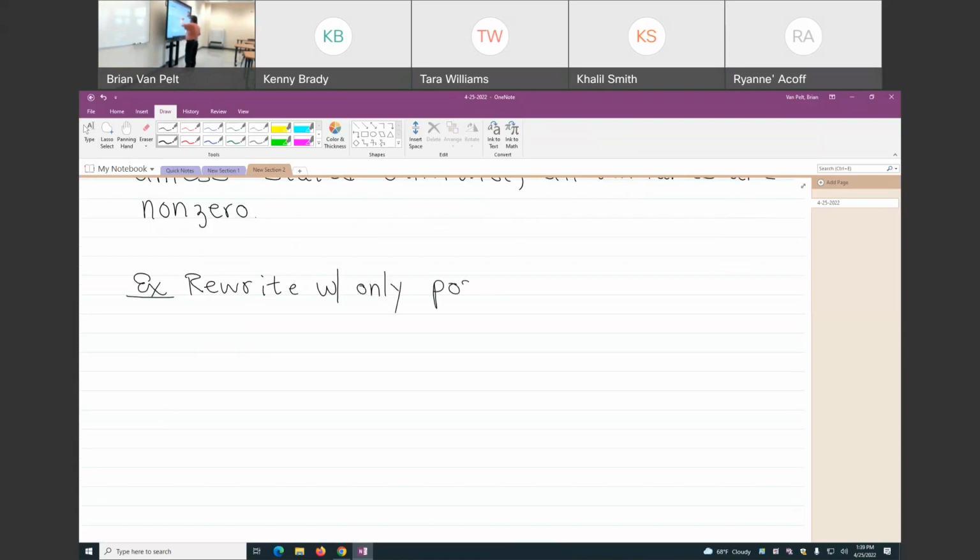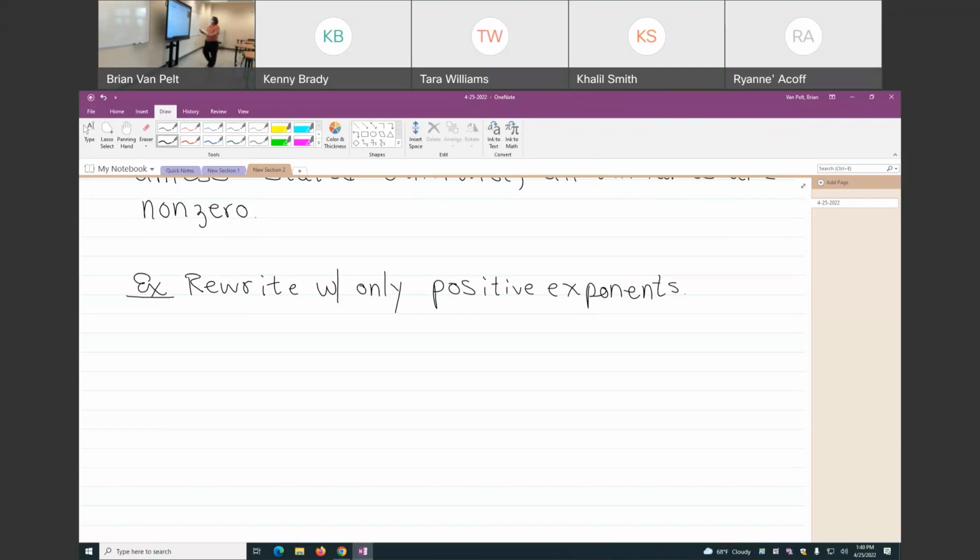positive exponents. Now, I want to be clear about something. Positive exponents is just an exercise. That doesn't mean that the problem is written with negative exponents, or that the problem was wrong. It's okay to have negative exponents. I'm saying for practice, they're going to require you to make all the exponents positive.